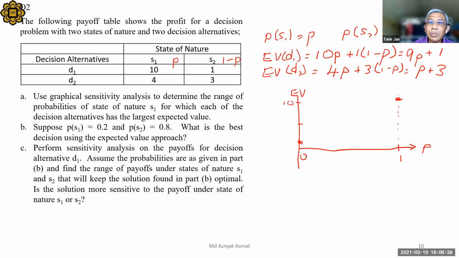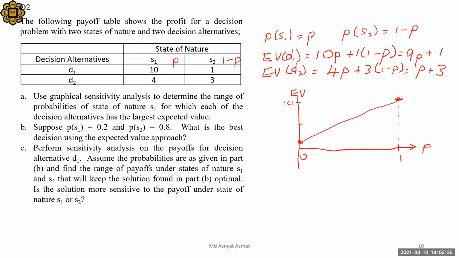Then what do you do? Linear equation, right? So we are going to draw a straight line joining the 2 points. So this is the profile for expected value for D1.